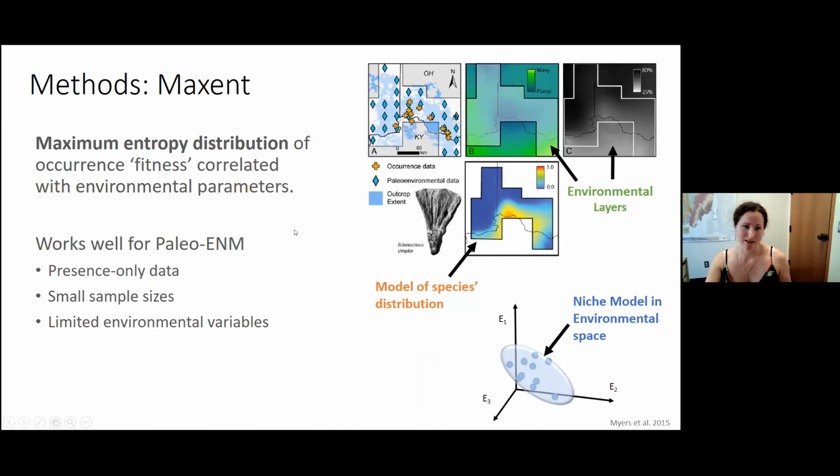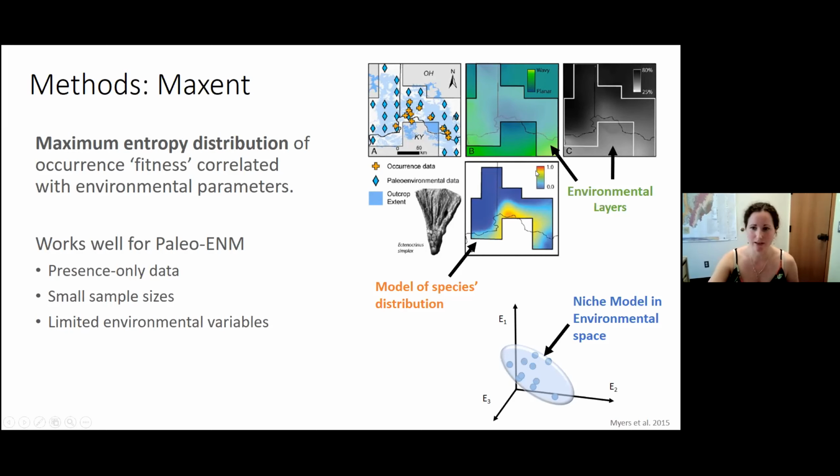So Maxent is the current standard for ENM analysis. And it works particularly well with my data because it works with presence-only data, small sample sizes, and limited environmental variables. This is just an example of how Maxent works by taking occurrence points represented by these orange crosses and different environmental layers and correlating them to create a maximum entropy distribution of the species fitness based on the limitations imposed by the environmental layers.